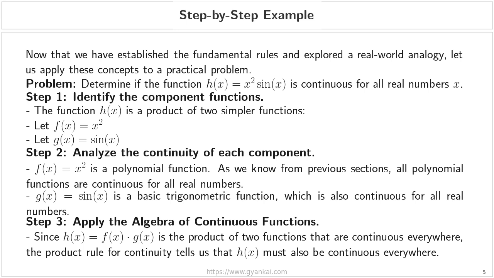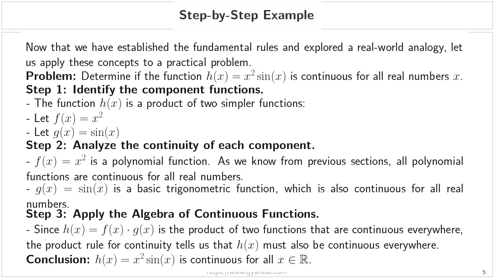Since h of x is the product of f of x and g of x, and we have already confirmed that both components are continuous everywhere, we can simply apply the product rule. As we saw in the fundamental operations slide, the product of two continuous functions is also continuous. Consequently, we can reach the conclusion that the function h of x equals x squared times the sine of x is continuous for all x belonging to the set of real numbers.